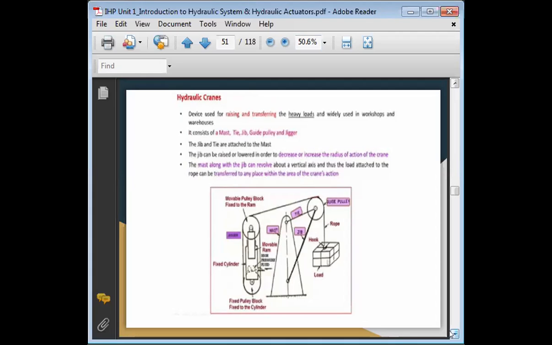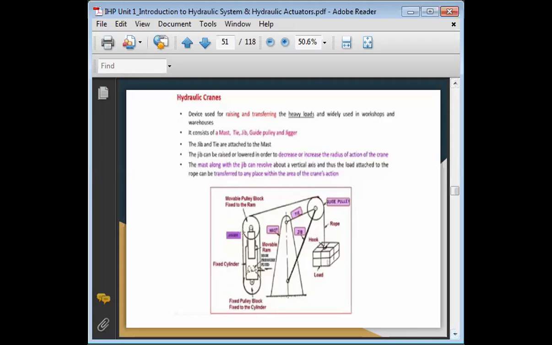The jib and tie are attached to the mast. The jib can be raised in order to decrease or increase the radius of action of that crane. The mast along with that jib can revolve about a vertical axis, and thus the load which is attached to the rope can be transferred to any place within the area of the crane's action.